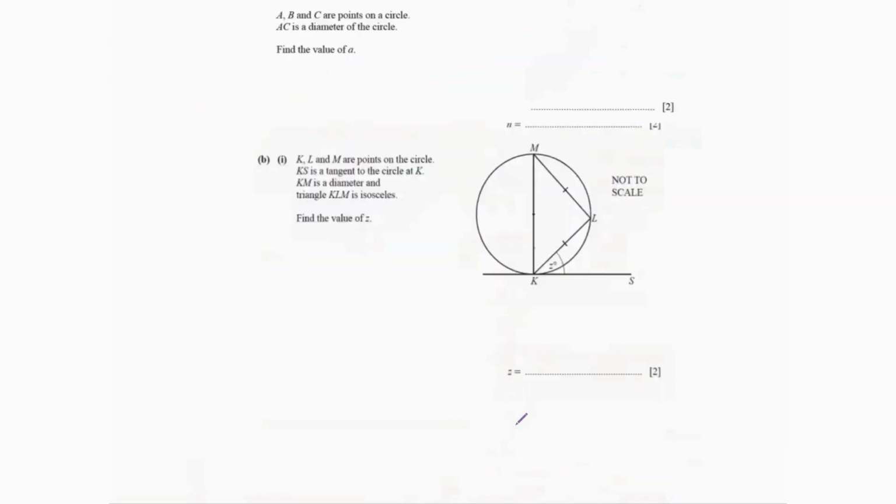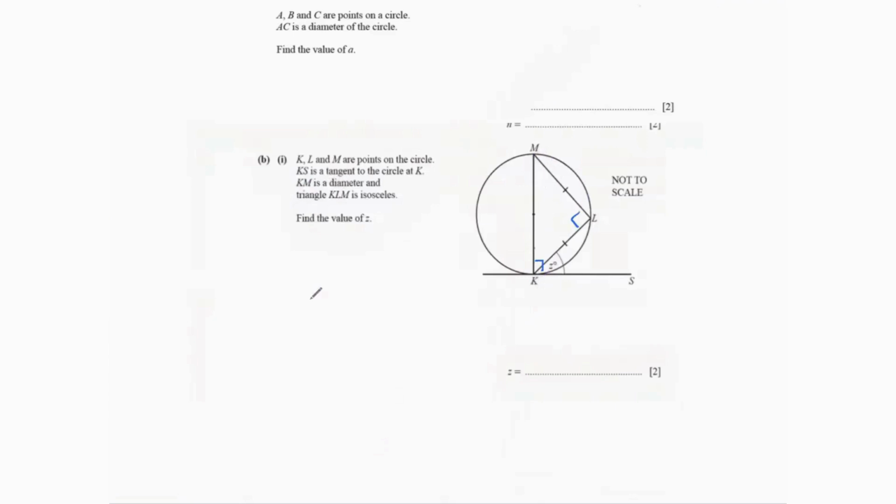And this one it says K, L, and M are points in the circle. KS is a tangent to the circle at K. KM is the diameter and triangle KLM is isosceles. We have to find the value of C. So for this, you need to know that the radius always makes a 90 degree with the tangent. That's another one of the circle theorems. And as we know, MK is the diameter, which the question clearly says, which means this is also going to be 90. So it's an isosceles right angle triangle.